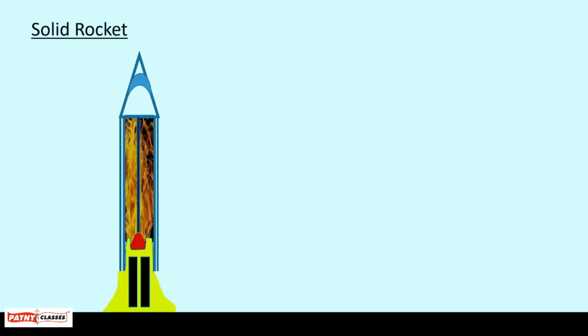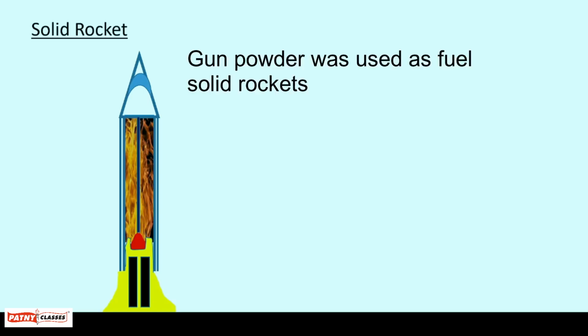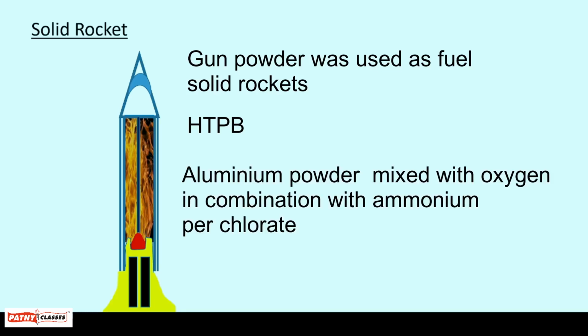Solid rockets, or solid propellant rockets. In earlier days, gunpowder was used as a fuel in solid rockets. Another fuel called HTPB is used as a propellant in solid rockets. And one more fuel for solid rockets is aluminum powder mixed with oxygen, along with ammonium perchlorate.